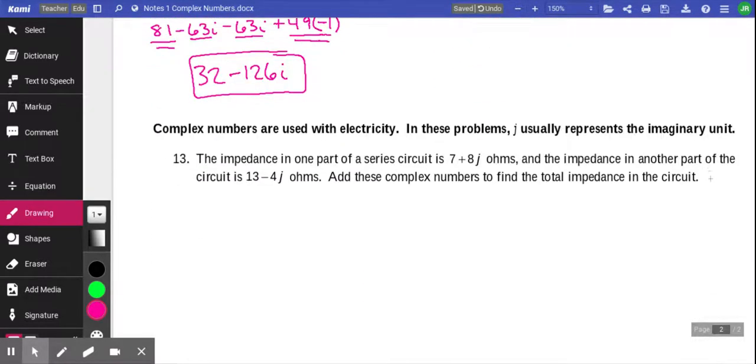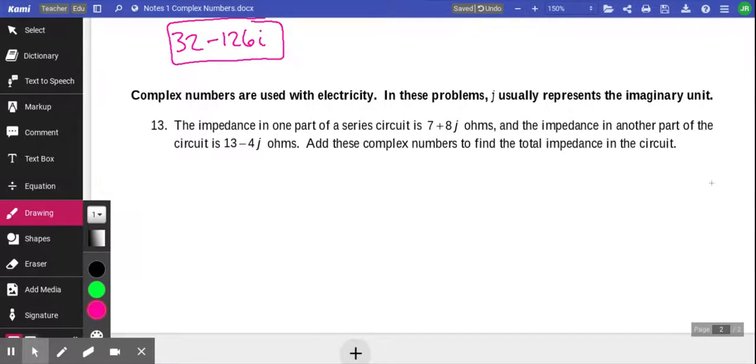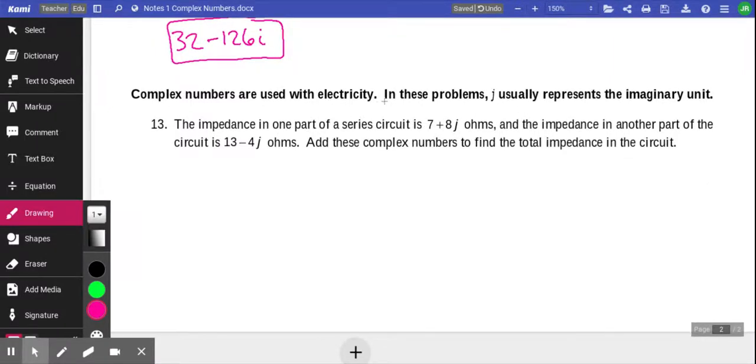All right, so it looks like we have a little application problem. And it says using with electricity. Like I said before, electrical engineering, this is really the only time that I've heard of complex numbers really being put to use. They don't use the letter i to represent their imaginary numbers. They use the letter j. Okay, but otherwise it works the same way.